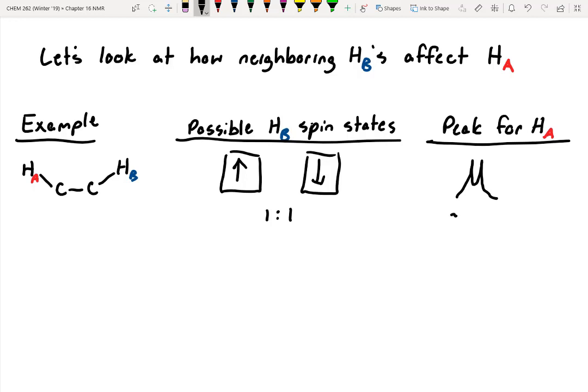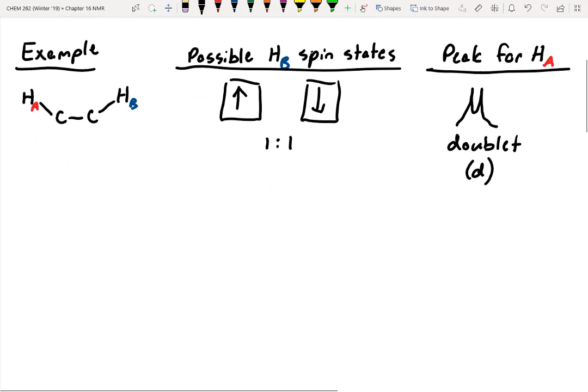This is called a doublet, oftentimes just abbreviated as a D. So on the NMR spectrum, when we're looking for the peak for HA, if it has one neighboring HB, it'll actually be a signal that's split into two peaks, a doublet in this case. But it'll be a pretty tight pair of fangs in there. So it's not going to be spread apart very far in the spectrum. They're going to be two adjacent peaks that are really close to one another. And I'll show you examples so you know what to look for. All right, let's do a harder one though.